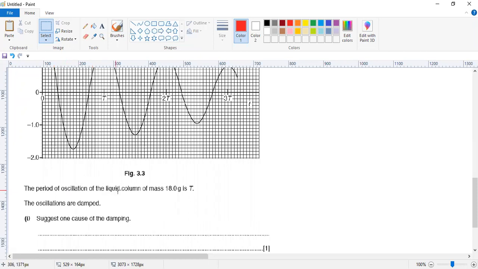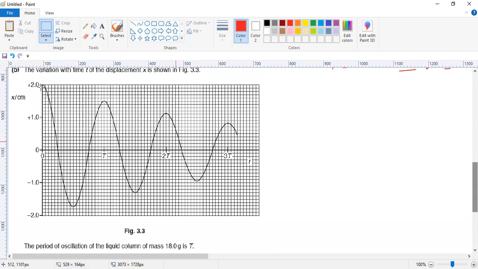of the oscillation of the liquid column of mass 0.18 is T. So let's look at it. One oscillation, T. Another oscillation, 2T. Another oscillation, 3T. So that is the oscillation, and you can see the period is the same. All right. Period is not changing.